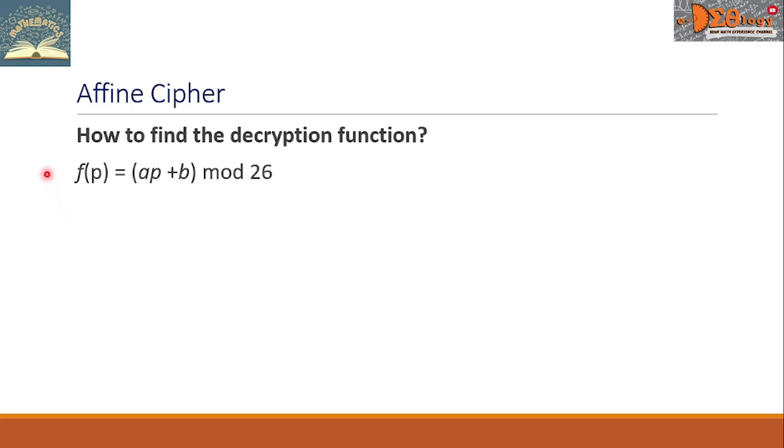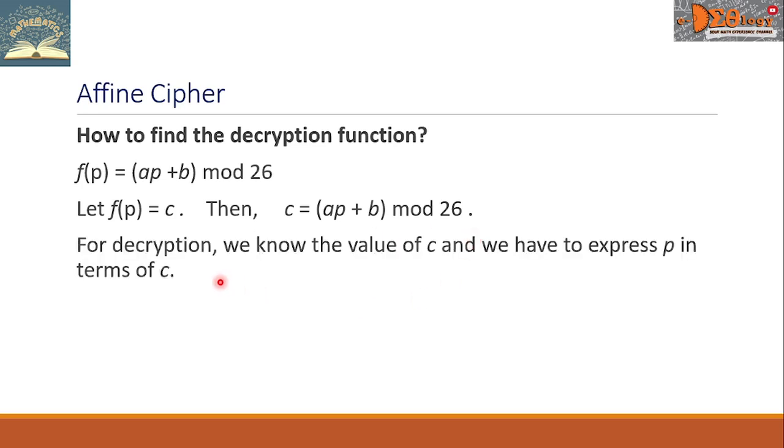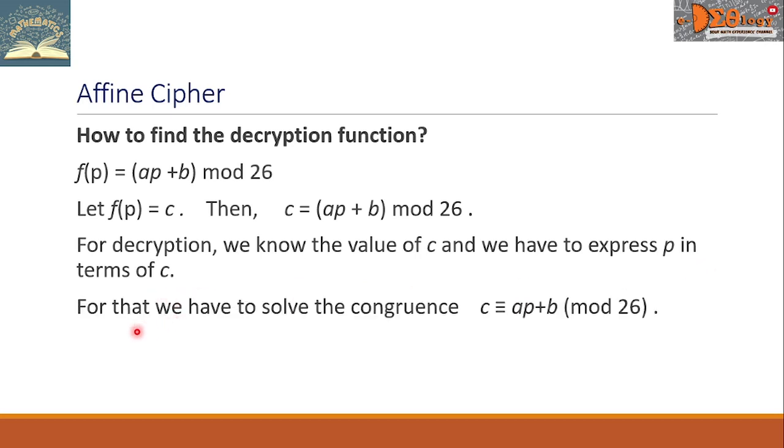Given our encryption function, now we let f(p) equal c, so we can replace the c in here. The new function becomes c = (ap + b) mod 26. For decryption, we know the value of c, and we have to express p in terms of c. For that, we have to solve the congruence c is congruent to ap + b mod 26.